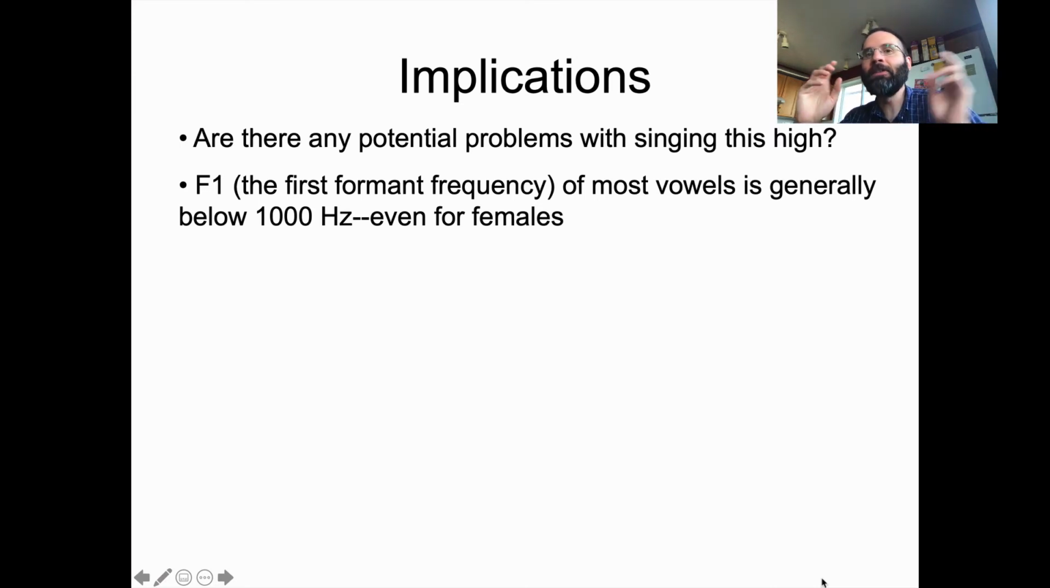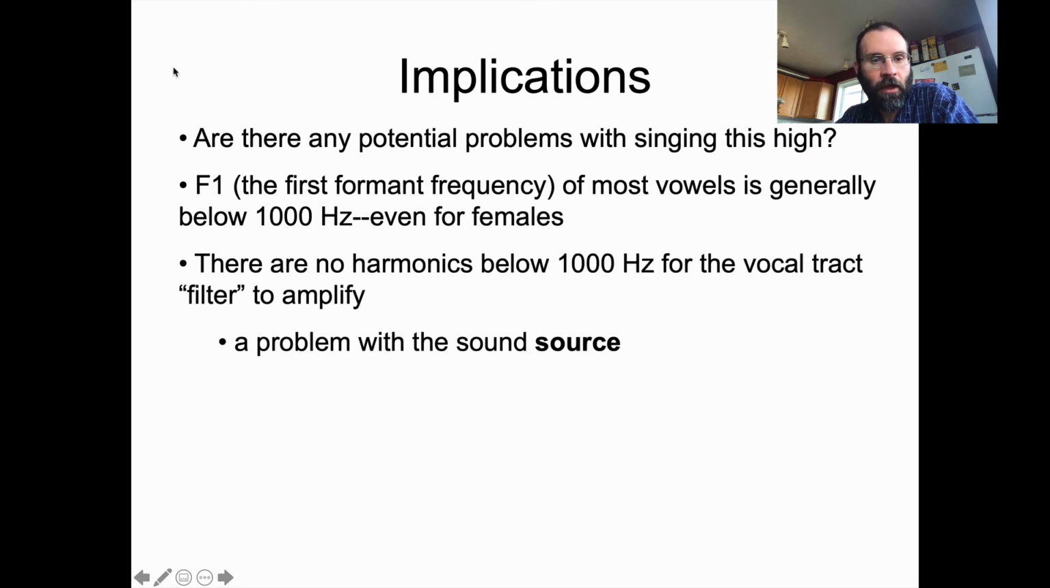In the idealized case, it would have an F1 of like 920 hertz. And that's the highest value of F1 you could reasonably expect from an adult male speaker, right? But F1 is normally going to be lower than that, especially for mid or high vowels. And even for females, who have shorter vocal tracts than males, generally speaking, they will have higher formant frequencies, but normally their F1 is going to be below 1,000 hertz.